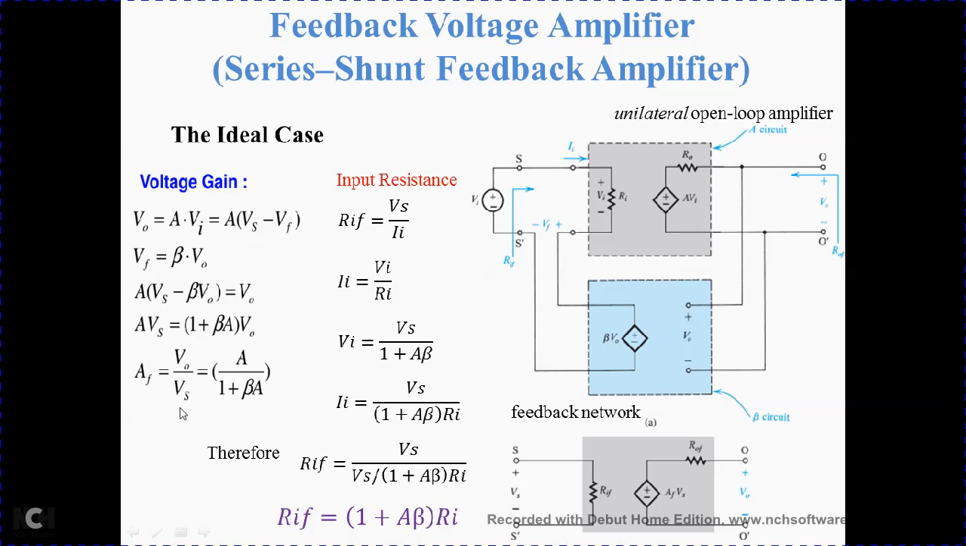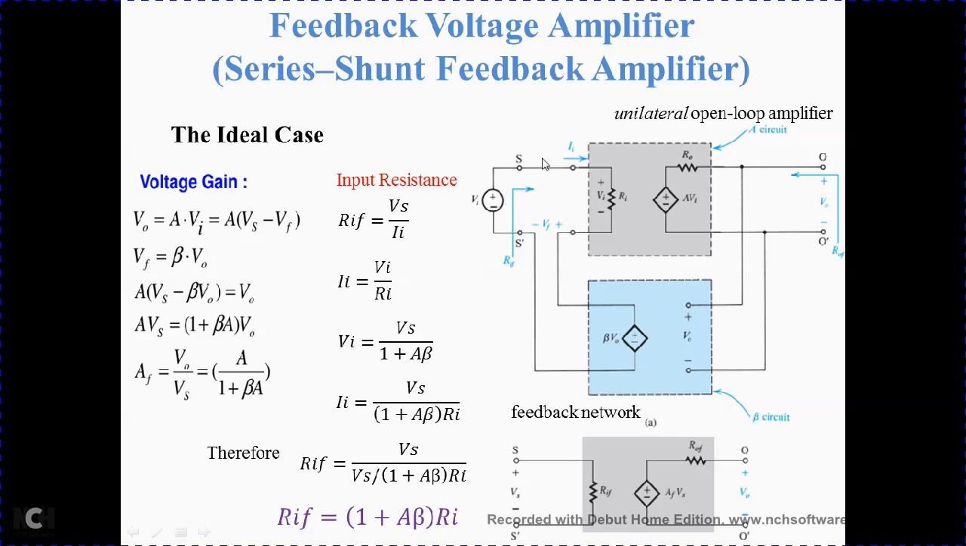So why V naught by Vs? Because V naught is the extreme end output, and the actual input we are applying is Vs. So it is output voltage by input voltage. This is what I am expecting, and ultimately we get this expression. Similarly, for different feedback topologies, one can derive the equation for voltage gain, but for any feedback topology we get the same expression, irrespective of the topology. You can check it out. Anyway, we will see that later.